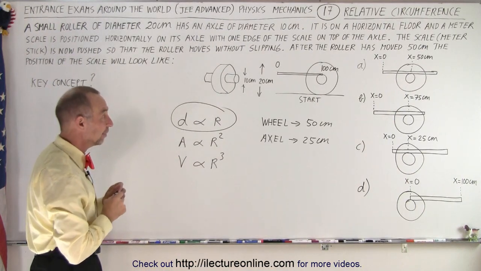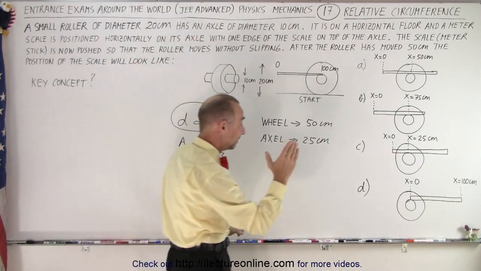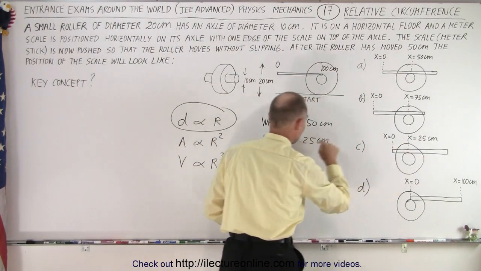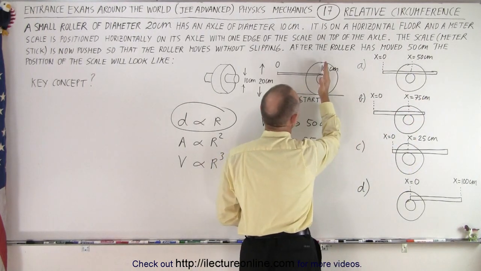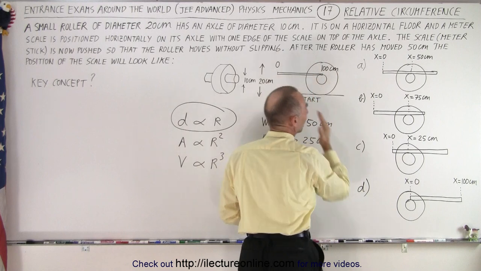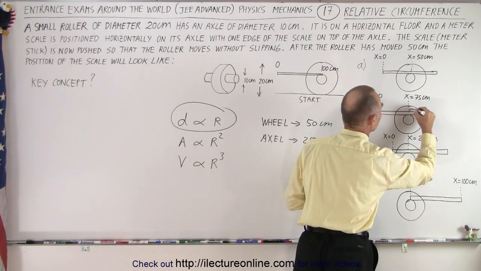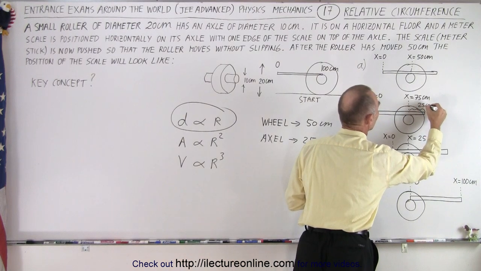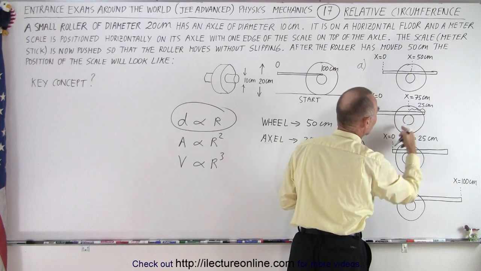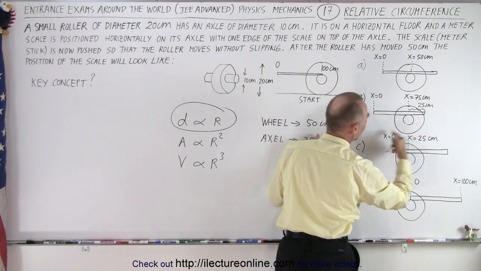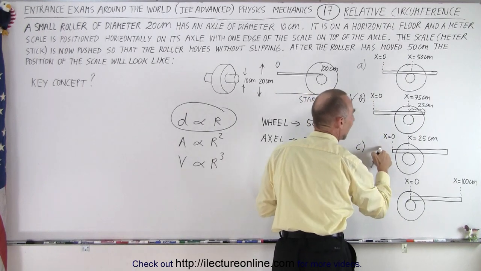Now we need to be careful. So which is the correct result? You might look and say, oh, it's C because I see 25 centimeters. But that's not the case. It's the distance traveled from the edge of the meter stick to where it stops. And so this is a distance of 25 centimeters right here. That means that the surface of the axle has traveled 25 centimeters when the wheel itself has traveled 50 centimeters.